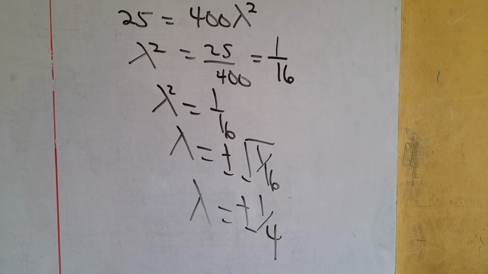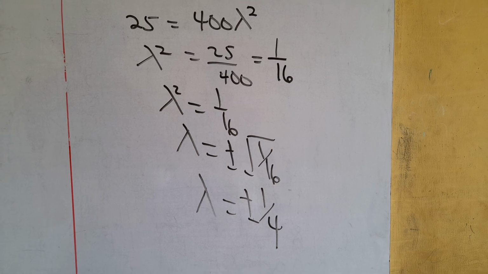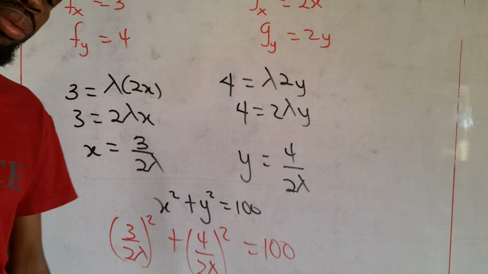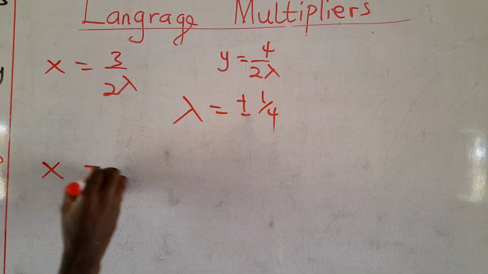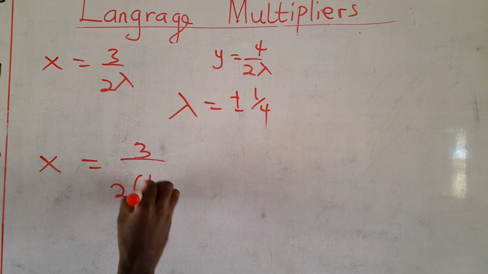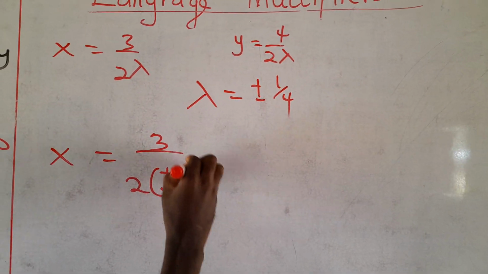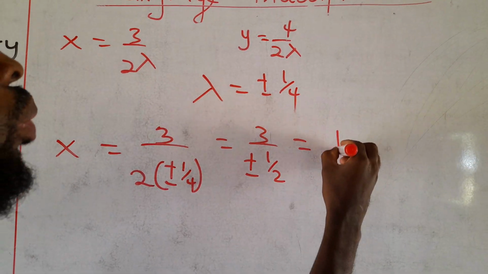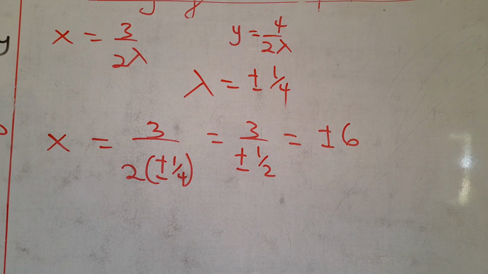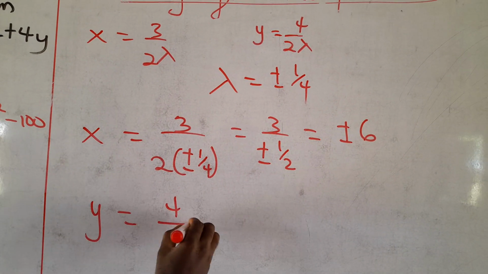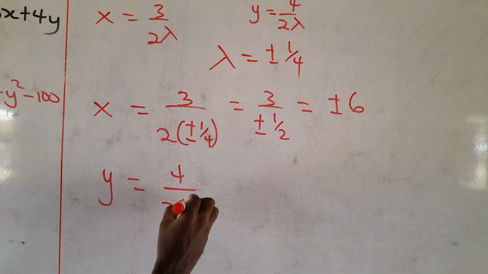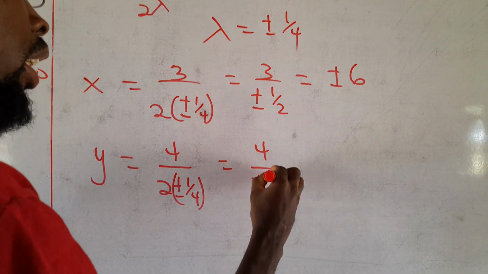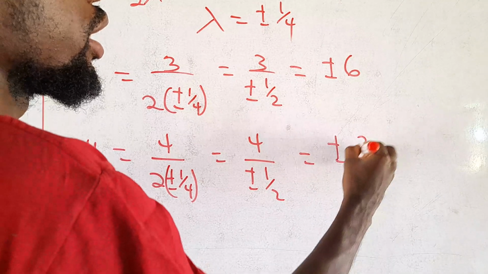So, since we know the value of lambda, we substitute it into these two equations to get the values of x and y. On substituting, our x will be equal to 3 over 2 times plus or minus 1 over 4, which will be 3 over plus or minus half, and this will be plus or minus 6. Then our y will be equal to 4 over 2 times plus or minus 1 over 4, which will be 4 over plus or minus half, which will be plus or minus 8.